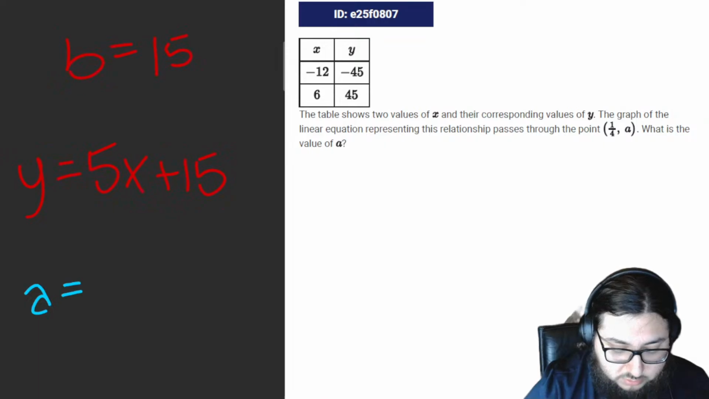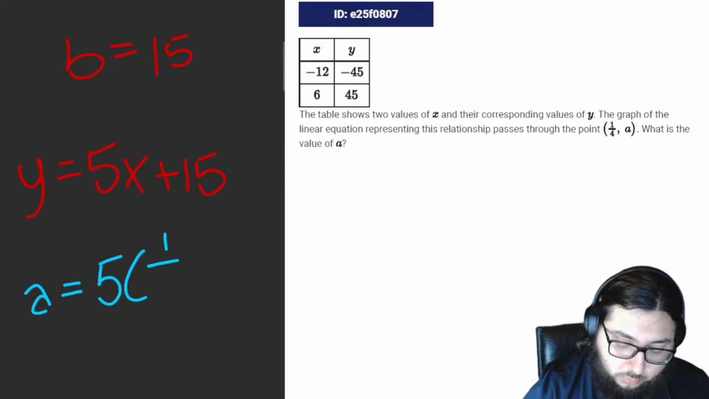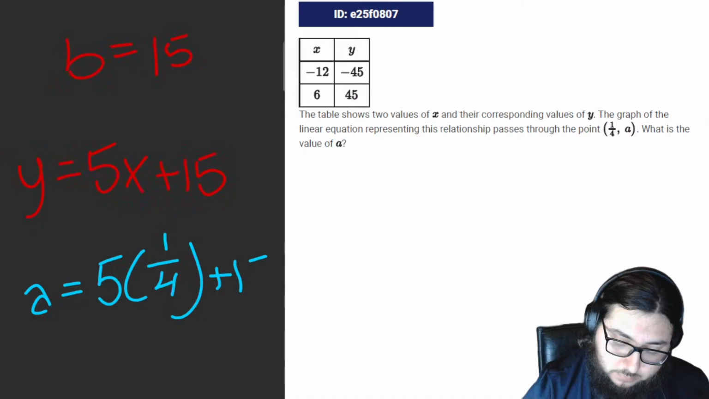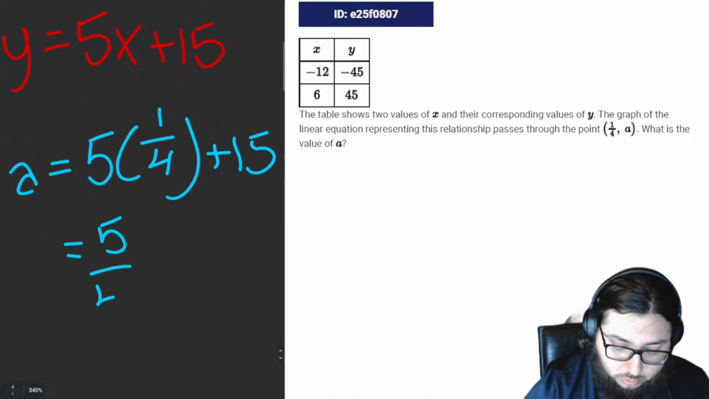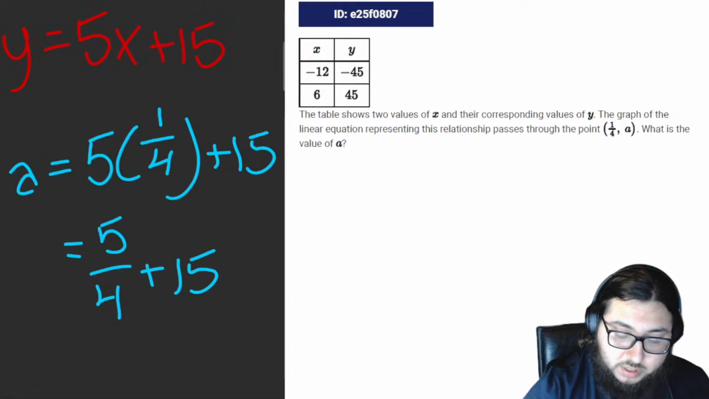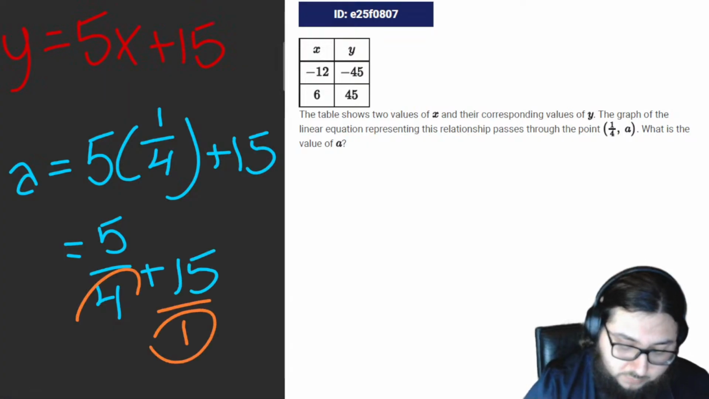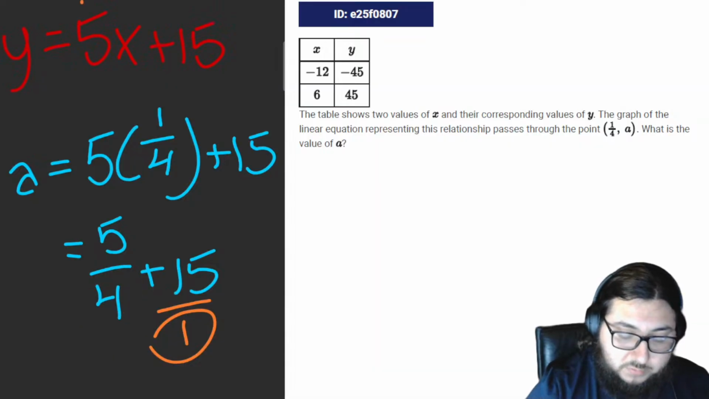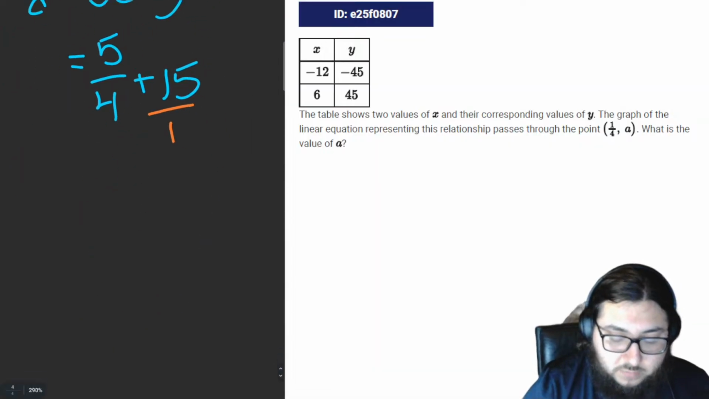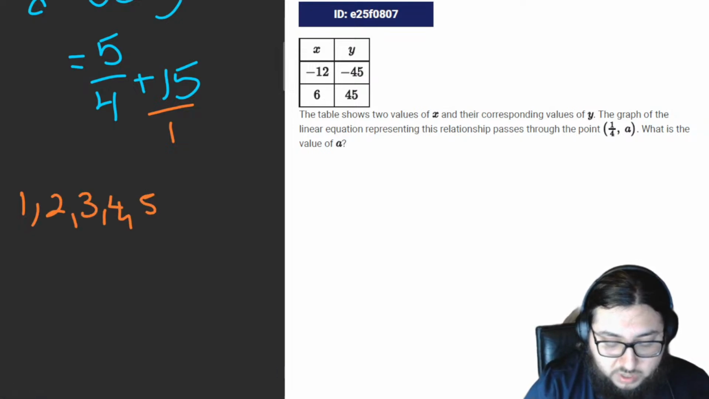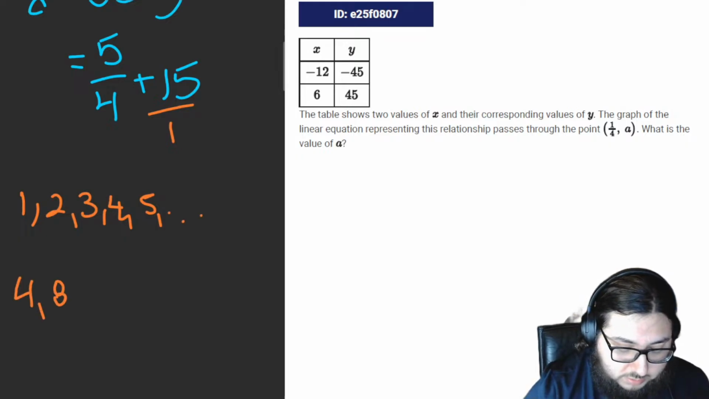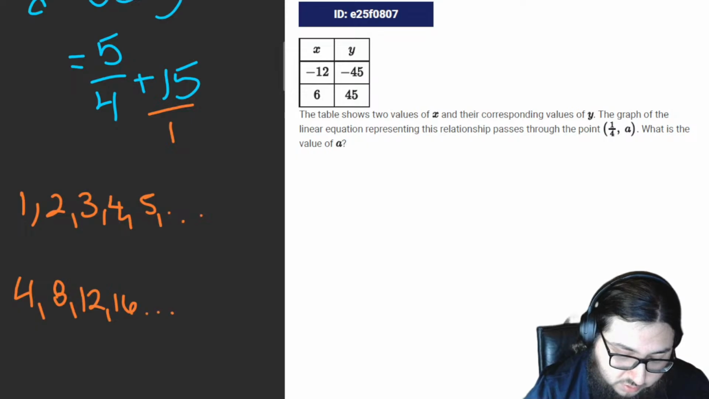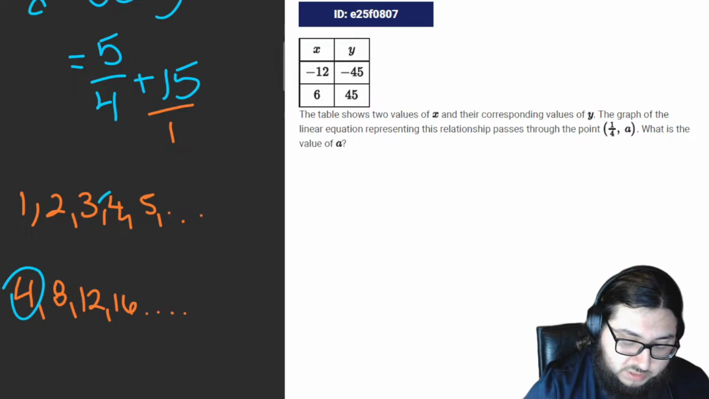So a is equal to 5 times 1/4 plus 15. This gives us 5 over 4 plus 15. And then we have to get a common denominator here between 1 and 4. To do that, we have to find the least common multiple of these two denominators. So the multiples of 1 are 1, 2, 3, 4, 5, etc. Multiples of 4 are 4, 8, 12, 16, etc. We'll see that the least common multiple is 4.